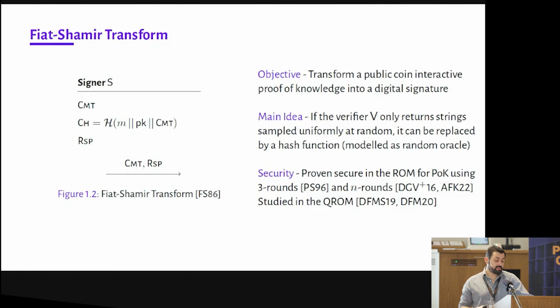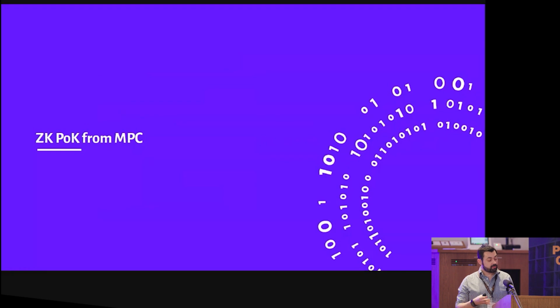And that's it. The security of the Fiat-Shamir transform has been well studied over the years. It was first proven secure for 3-round protocols, later extended to n-round protocols, and its security in the quantum random oracle model has also been quite studied. So now we have reduced our problem of designing a signature to just designing a proof of knowledge. So let's see how we can do this from MPC.